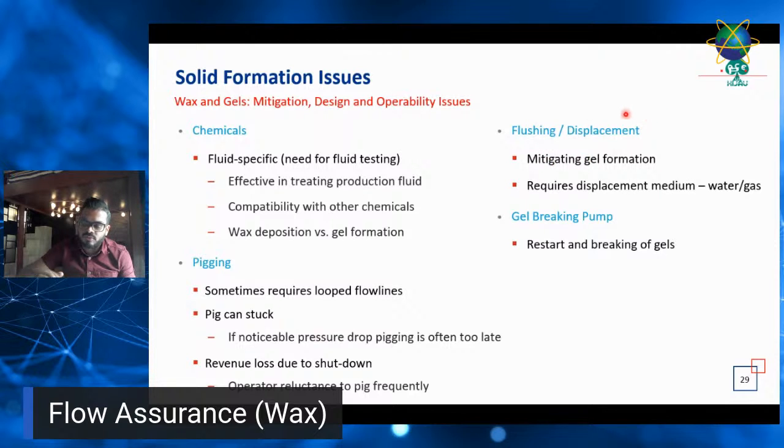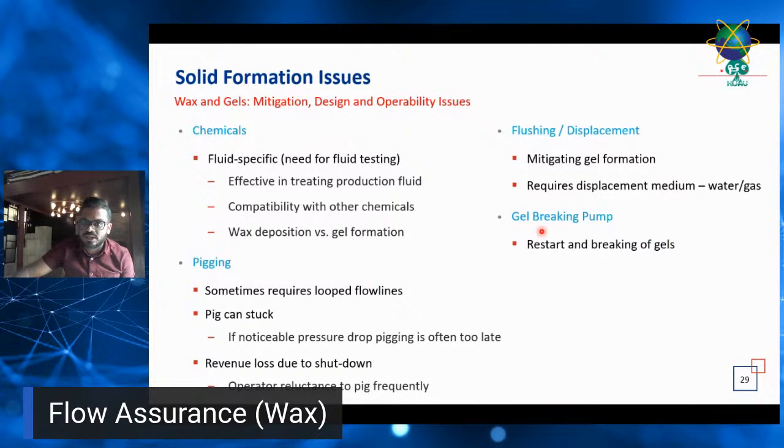Okay. And in terms of gel mitigation, when your pipeline is in a shutdown scenario, then what you have to do is displace the fluid in your flow line by using a medium such as dead oil, or we can also use water or other types of mediums, or we can also use hot oil.